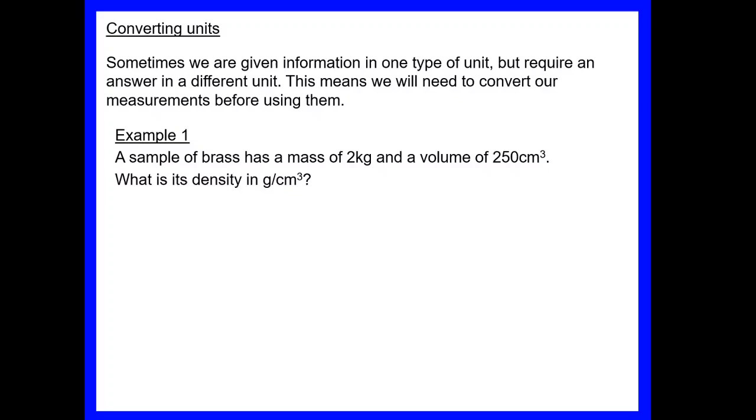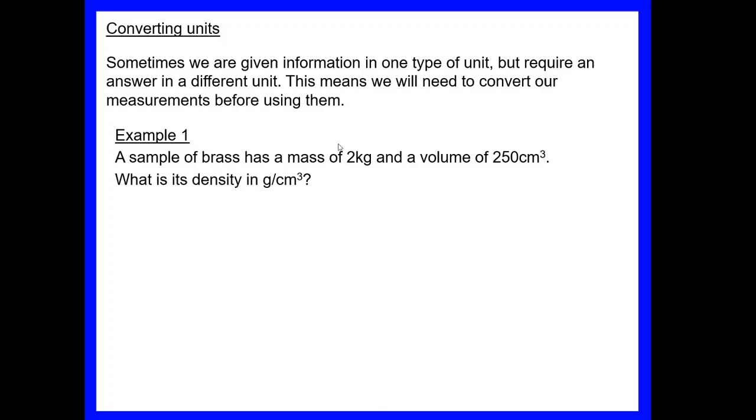So we've got a sample of brass, has a mass of 2 kilograms and a volume of 250 centimeters cubed. What is the density in grams per centimeter cubed? So we can see we've been given our mass in kilograms. We're asked for our answer in grams. The volume is in centimeters cubed and we're asked for centimeters cubed. So our volume is okay, that's in the right unit, but our mass is not. We've got 2 kilograms and they want an answer in grams.